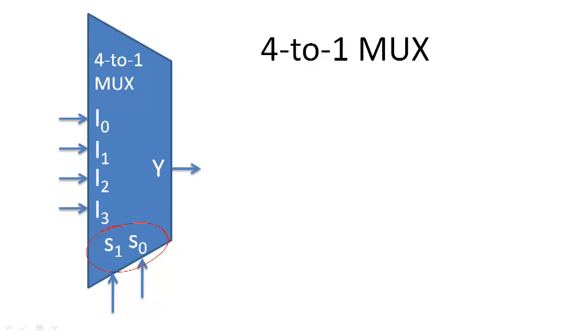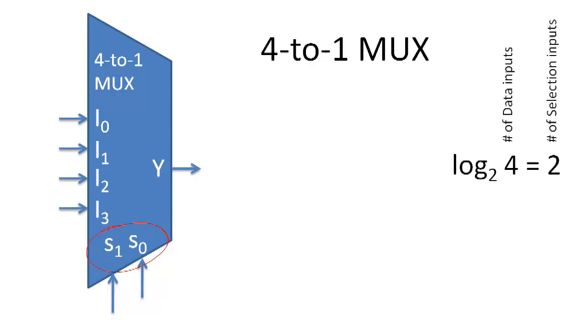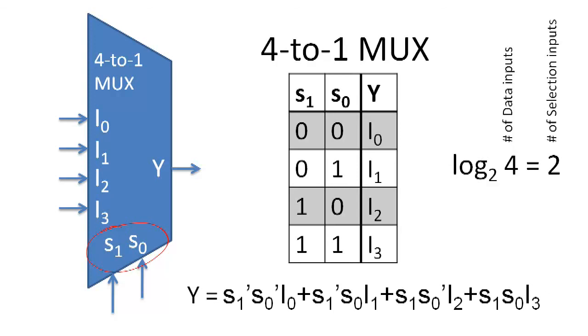For example, for a 4-to-1 multiplexer, we need 2 selection inputs to encode all of the indices of the data inputs. We then use the binary number encoded by the selection inputs to indicate which data input is transmitted by the output. For example, when the selection inputs are set to 2, the output is set to the value of I2.